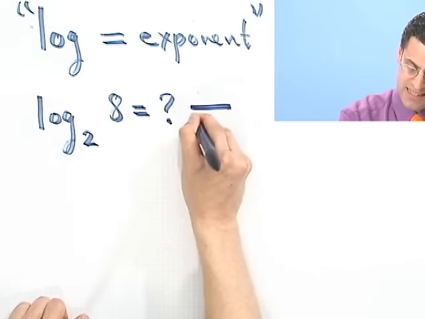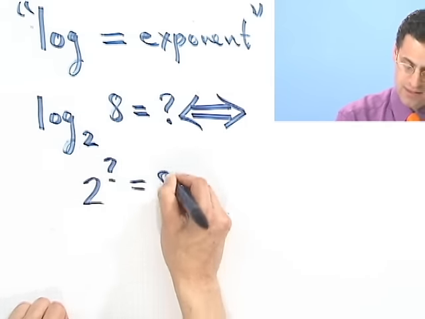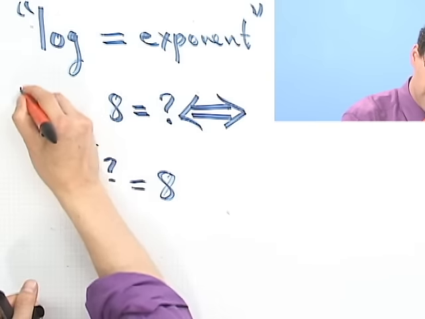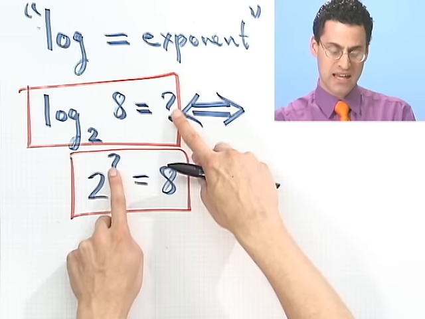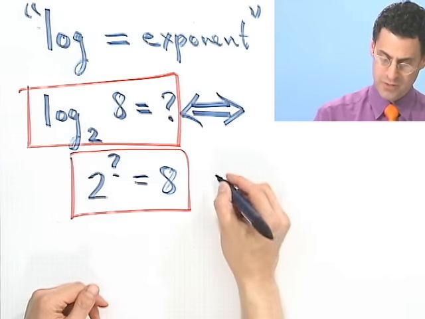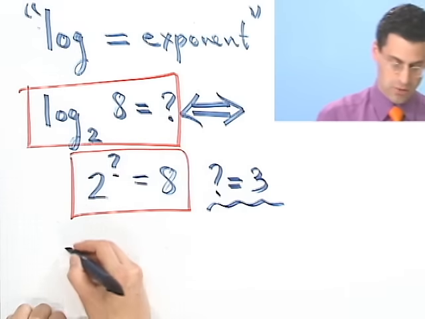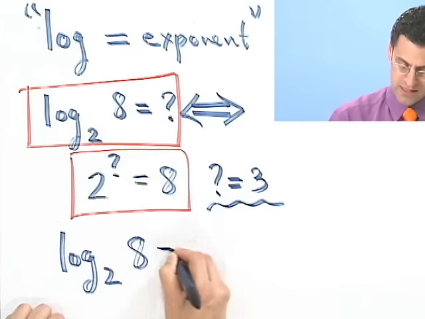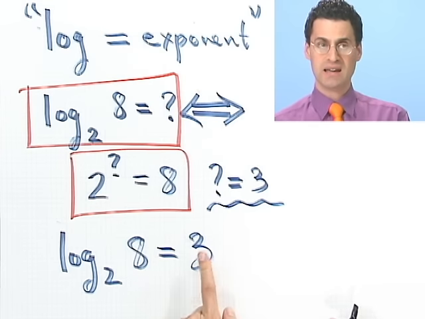So this is the exact same statement as 2 to the question mark equals 8. These two statements are identical. They're just two different ways of saying the exact same thing, because a log is an exponent. It's the exponent I have to raise the base to in order to get 8. Well, what would that be? The question mark would have to be 3, because 2 cubed is 8. So log base 2 of 8 must equal 3. And why? Because a log is the exponent I have to raise 2 to in order to get 8. That's all you have to remember.